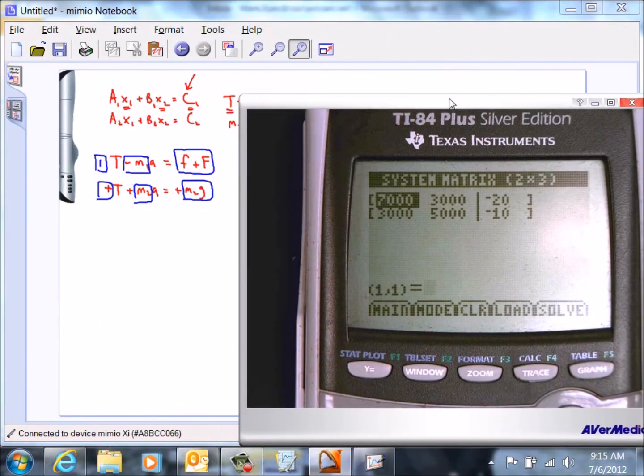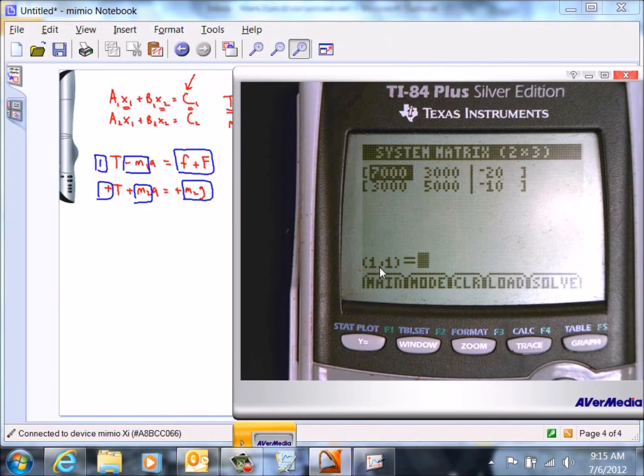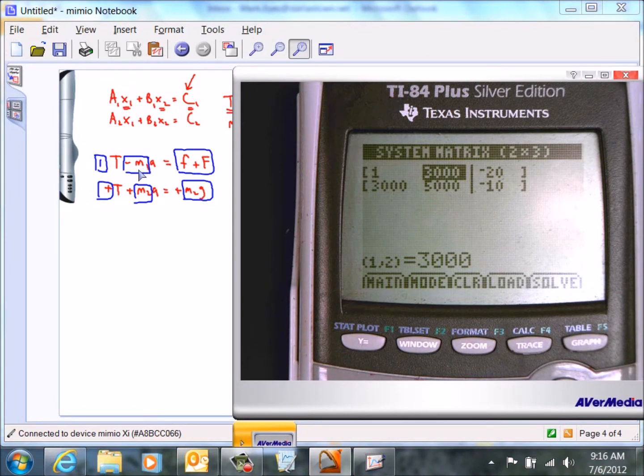Let me kind of move this to the side so we can see both at the same time. The 1, 1 there is the coefficient of t in the first equation. That's simply 1, so I'm going to type in 1, press enter. And now it's asking for 1, 2. That's the second thing in the first equation. That's minus m1, and minus m1 would be minus 5 kilograms, so I put in minus 5. And what it's asking for next is the constant. The constant was little f plus big F. Little f was 4.7, so I put that in. Plus big F was 24.5. Put that in. Press enter.